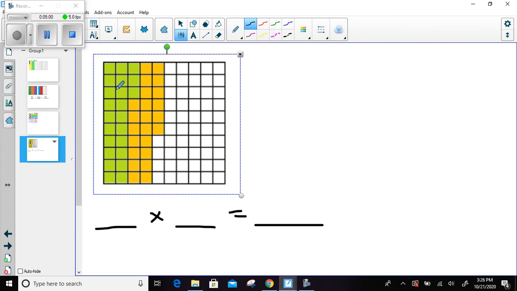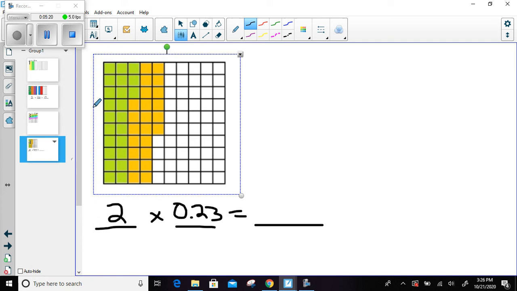So how many groups do I have? Well, I have two colors, so I have two groups. We're doing 2 times something. How much is in the green group? I can count 10, 20, 1, 2, 3, 21, 22, 23. So I've got 23 hundredths, which is written like this.